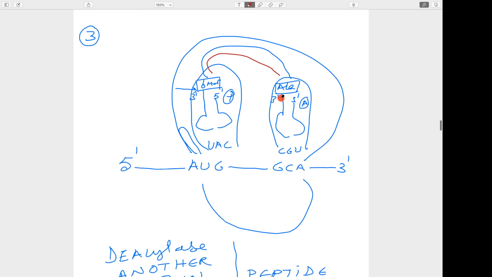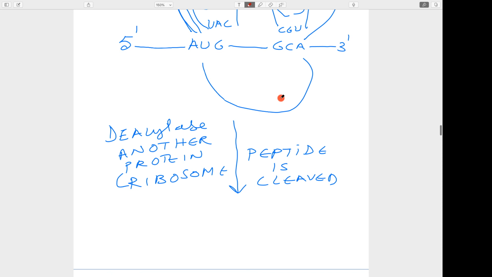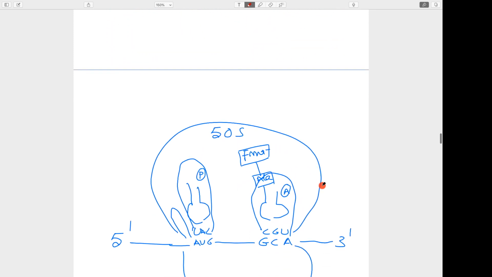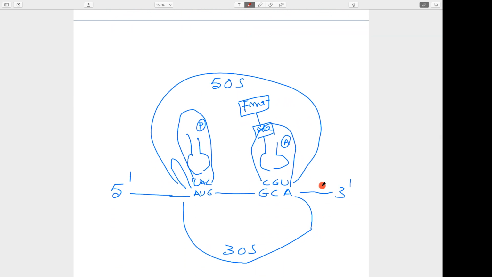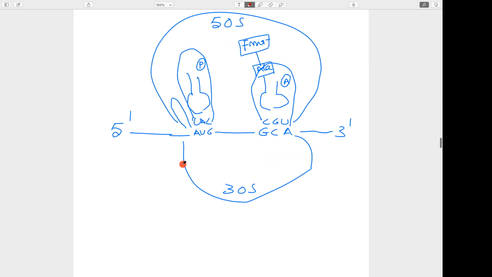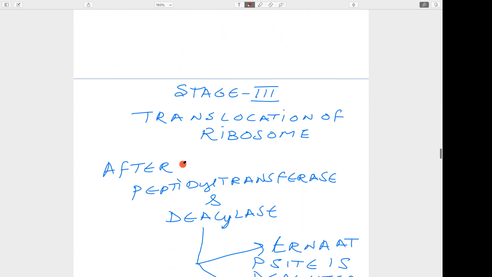Then by the action of deacylase, another protein associated with the ribosome, the peptide is cleaved. Once the peptide cleaving has taken place, the scenario is completely changed. At the A site there is a peptide, and at the P site there is deacylated transfer RNA, the transfer RNA without the amino acid. Then next, the last stage of the translation.